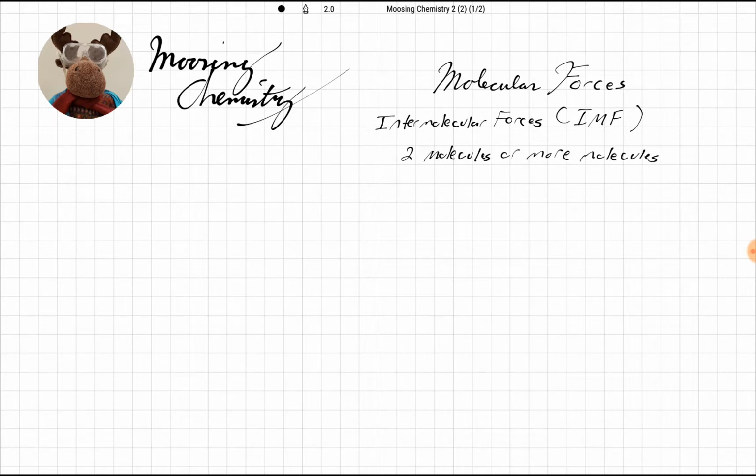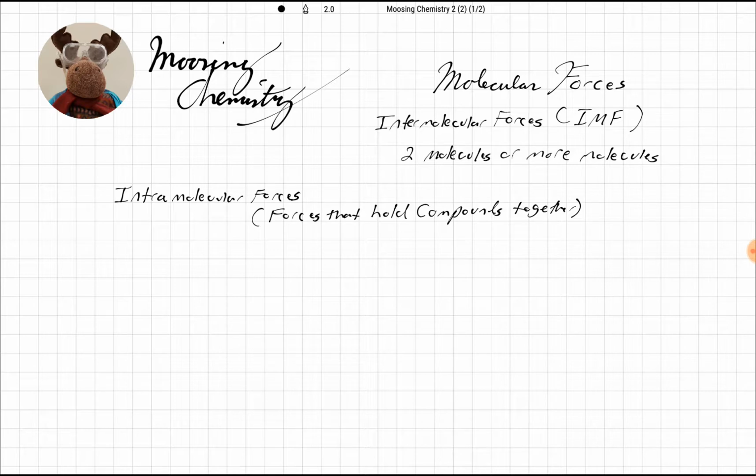So we have two types of molecular forces. We have something called intramolecular force. And those are the forces that hold compounds together. And that's important to remember, okay? So that's within the compound. So we're going to say within the compound, okay?